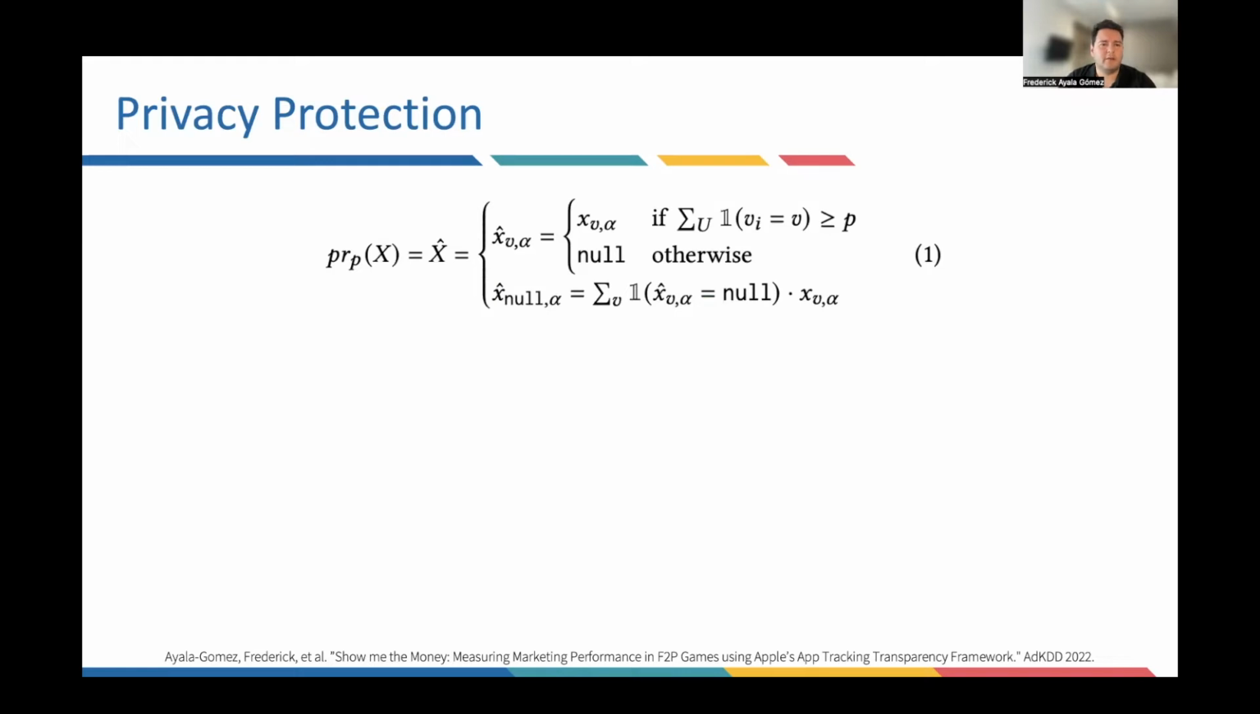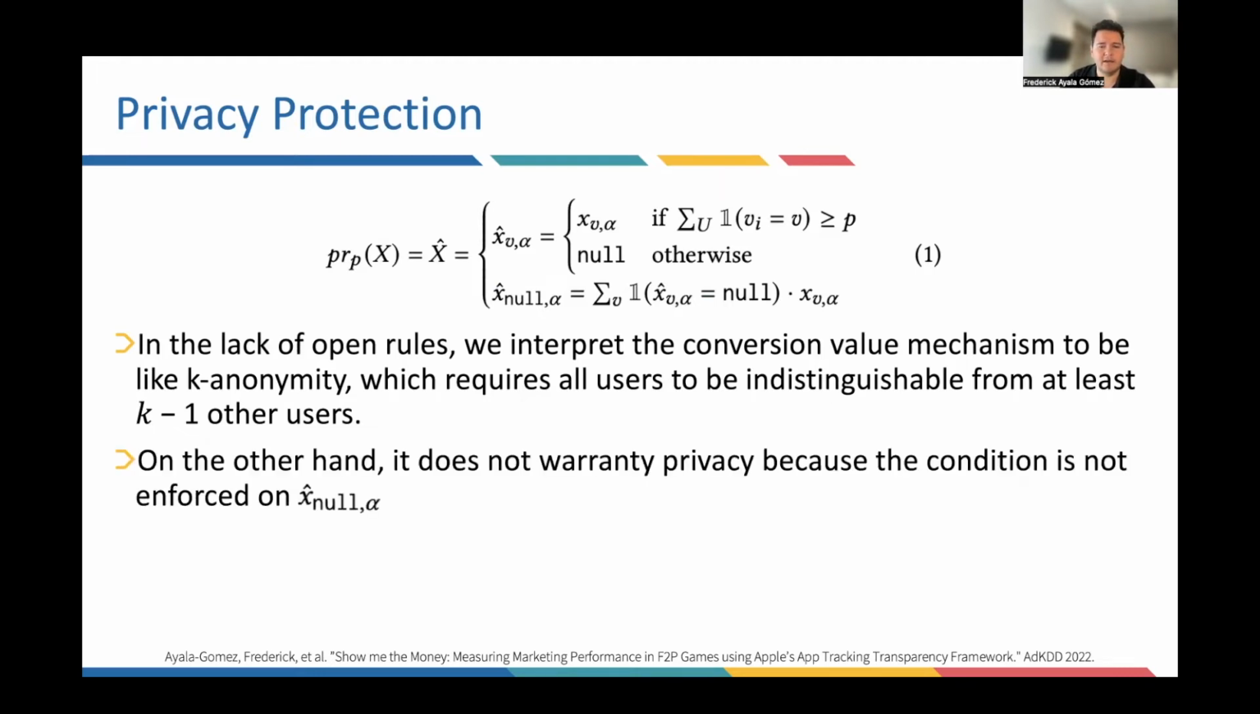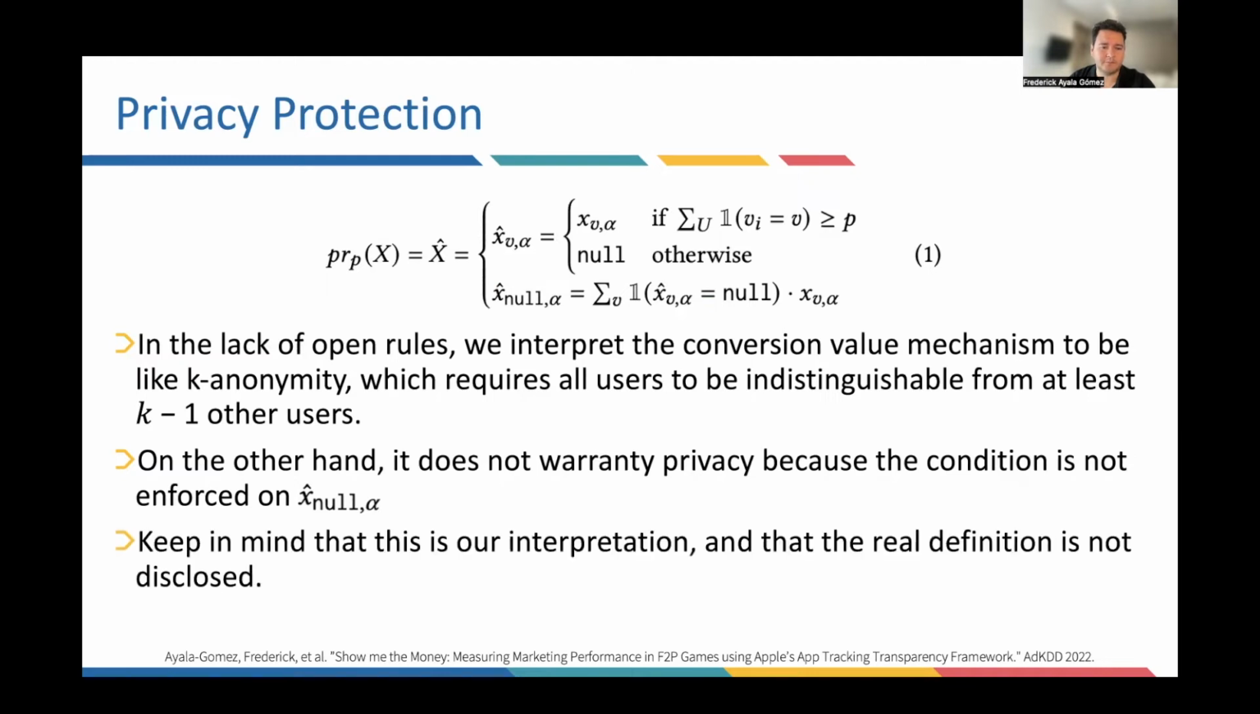We have been thinking about these privacy protection rules, and because there is a lack of open rules, we interpret the conversion values mechanism to be something similar to k-anonymity, which requires all of the users to be indistinguishable from at least k-1 other users. On the other hand, if this is the case, it does not guarantee privacy because the condition is not enforced on the null conversion value. Keep in mind that this is our interpretation and the real mechanism is not disclosed by Apple.